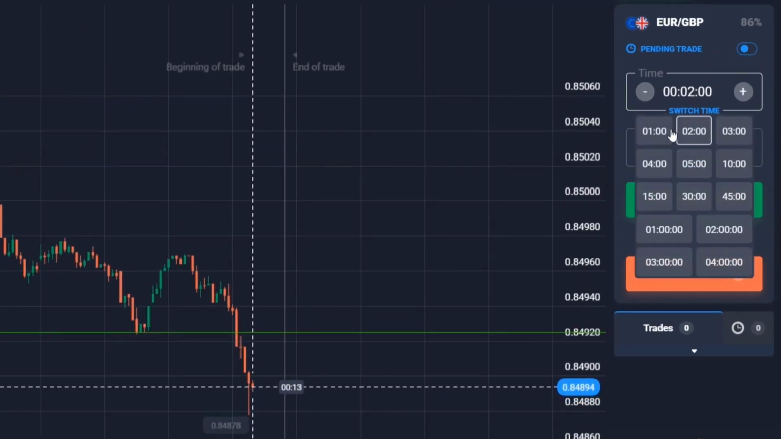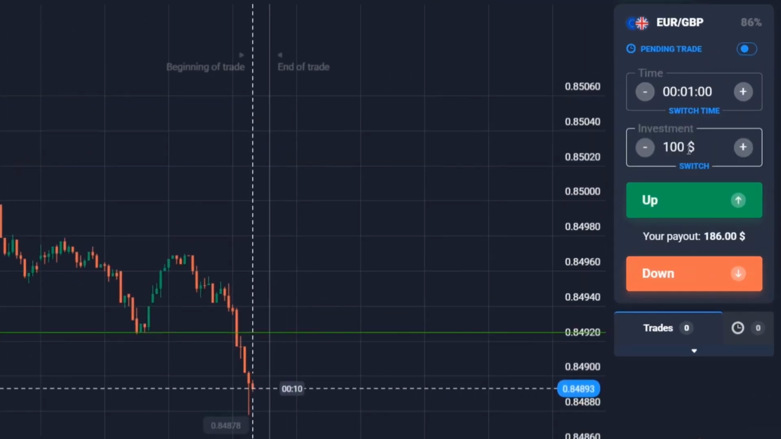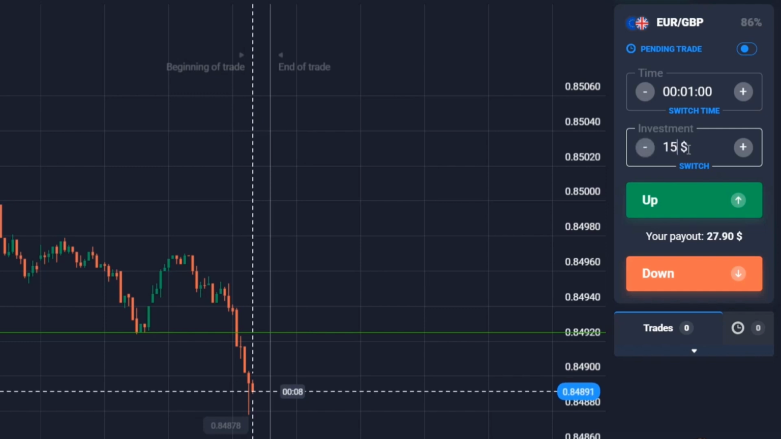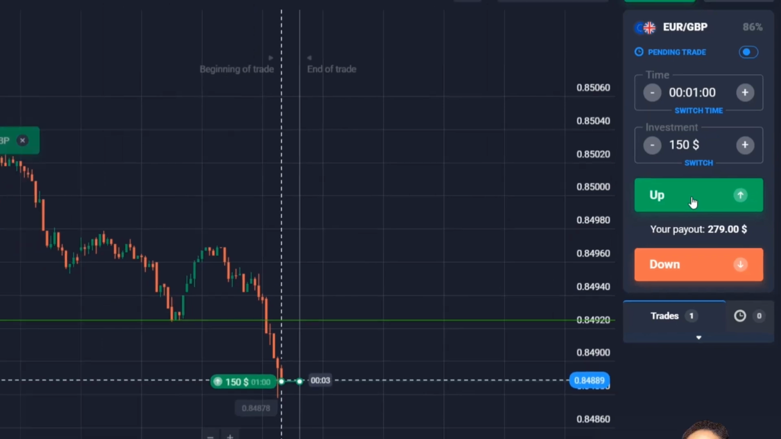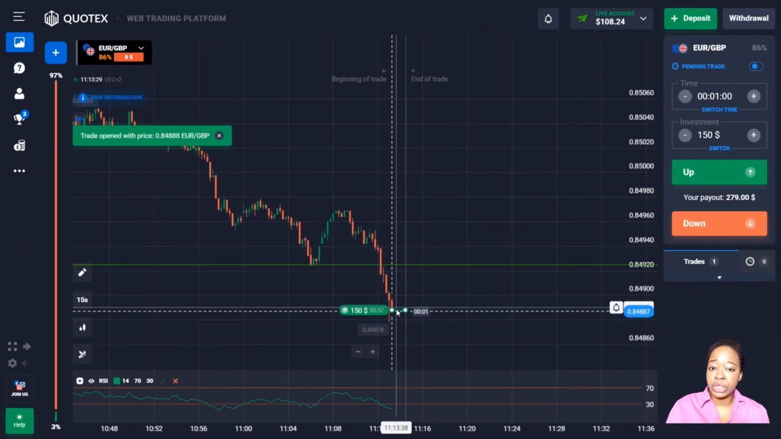opposite direction. Here I'm going to open a trade up for 1 minute because I think after the breaking through, the price will get to the correction movement and then there will be a pullback in the opposite direction and I'll be able to see this retracement.